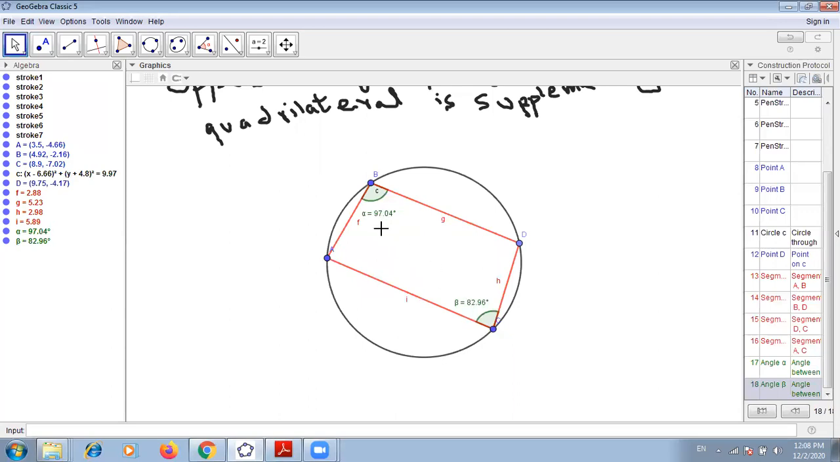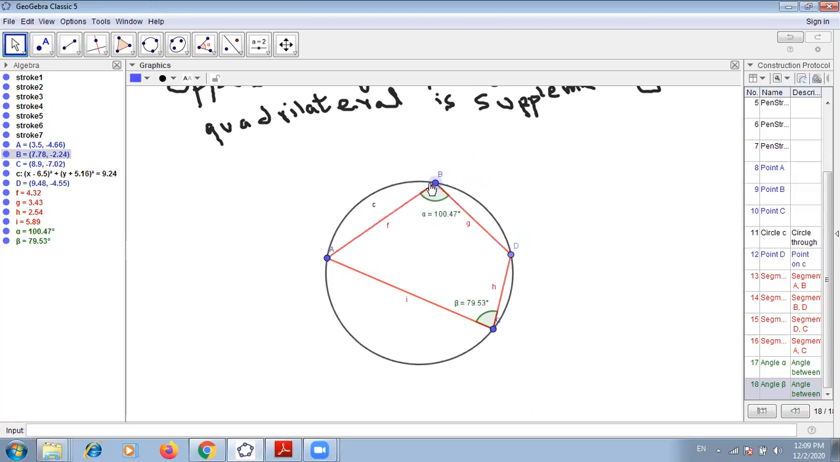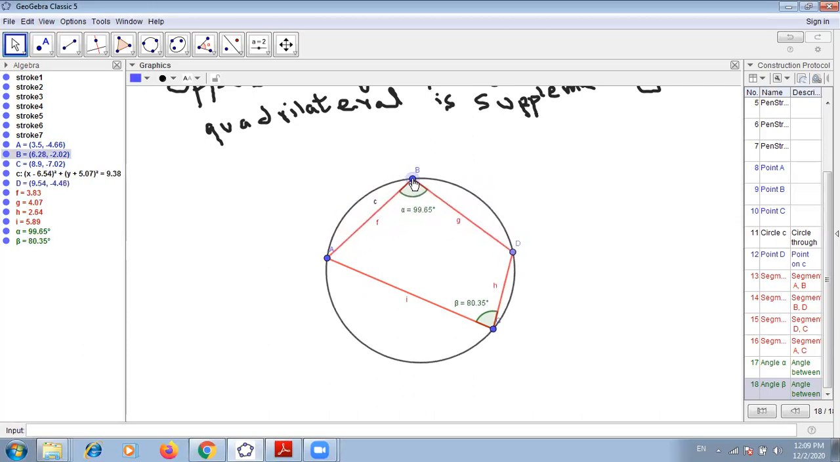Now you can sum it: 97.04 plus 82.96. When you sum it, it will be equal to 180. If I drag these 2 points, still they are supplementary. So if all the 4 points lie on a circle, or the quadrilateral is an inscribed quadrilateral, then the opposite angles are supplementary. Opposite angles of a cyclic quadrilateral are supplementary.